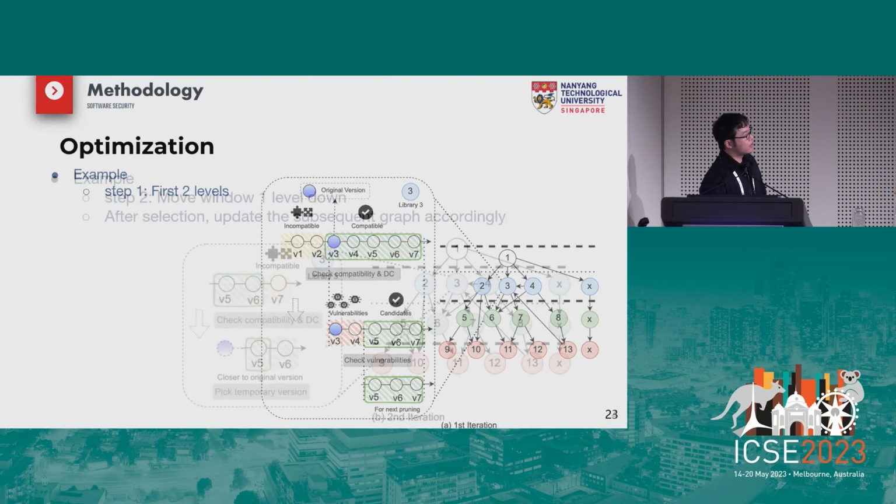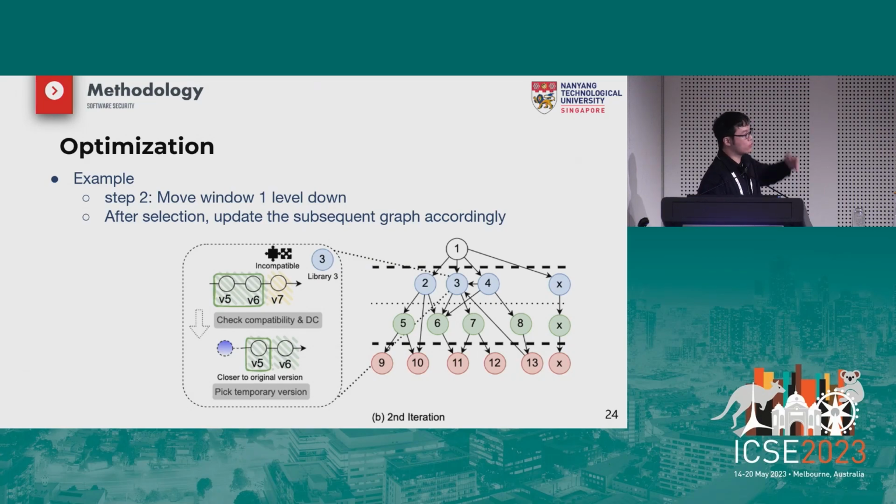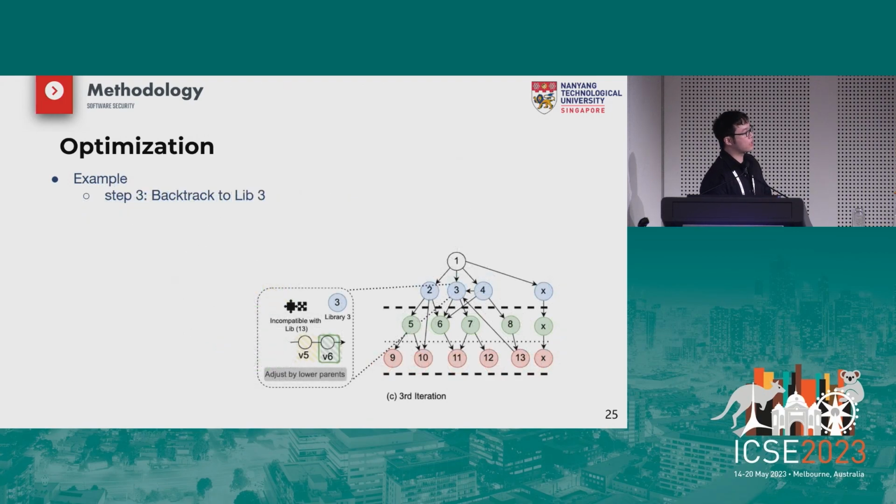And then for further pruning, the next round just moves the 2-level sliding window 1 level down. Library 3 is still in there, but it's in the upper level. In this case, we also check the compatibility, but not against the upper root project, but against the lower dependencies. We found V7 is incompatible, so V5 and V6 are the candidates. Because V5 is closer to the original version, the blue one here, we temporarily select V5. In the next round, because library 13 also depends on library 3, we check the compatibility again. In this case, V5 is proved to be incompatible, so we change our candidate to V6, like a backtracking. This is primarily the general procedure of our approach.